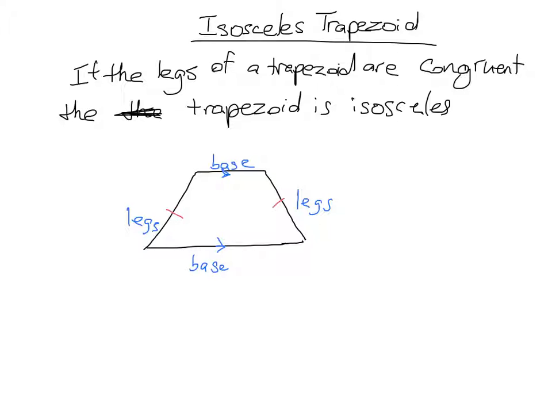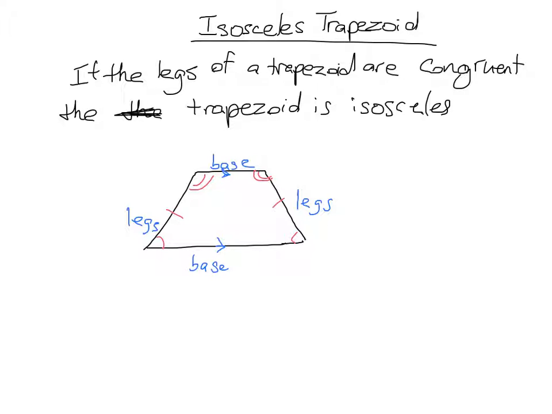All right, a few things are going to follow from that, though. In addition to the legs being congruent to each other, the base angles will also be congruent. So that angle will be congruent to that angle. And up here, this angle will be congruent to this angle. So there are two pairs of congruent base angles. Not all of them will be congruent, but there are two pairs of congruent base angles, as we can see here.